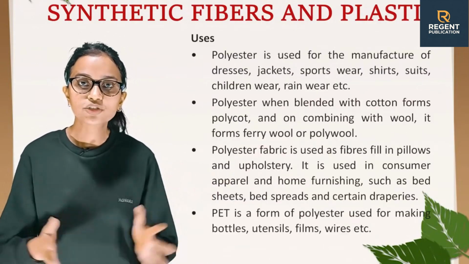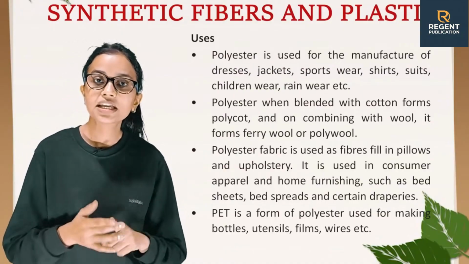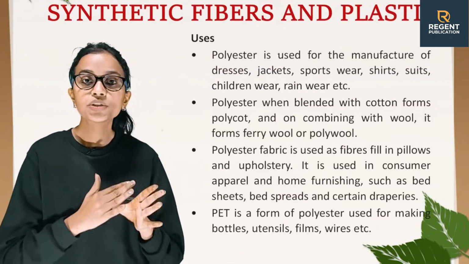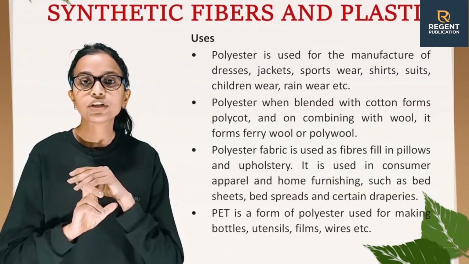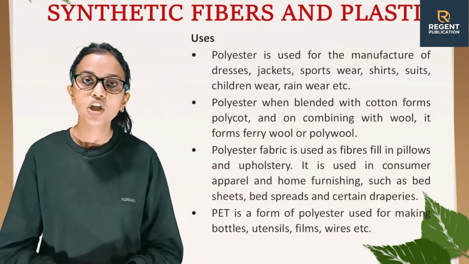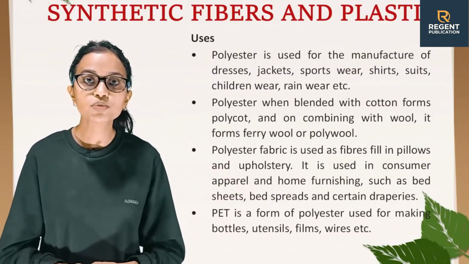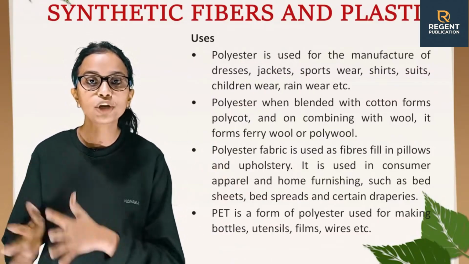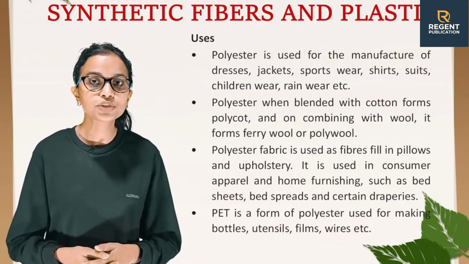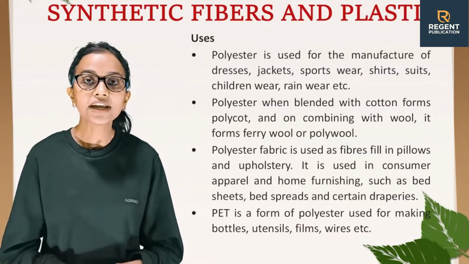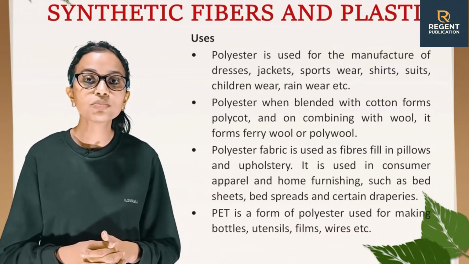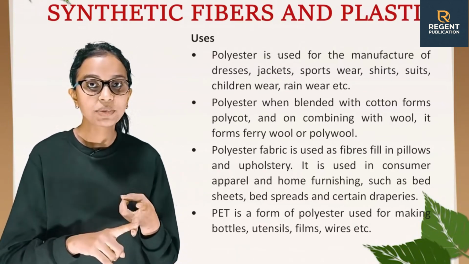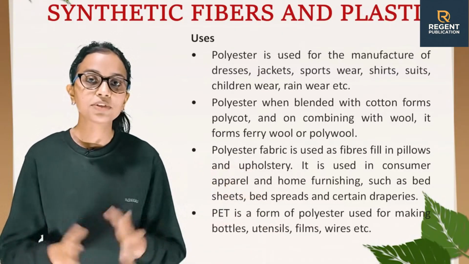Uses. Polyester is used for the manufacture of dresses, jackets, sportswear, shirts, suits, children's wear, rain wear, etc. Polyester when blended with cotton forms polycot, and on combining with wool it forms polywool. Polyester fabric is used as fiber fill in pillows and upholstery. It is used in consumer apparel and home furnishing such as bed sheets, bedspreads and certain draperies.